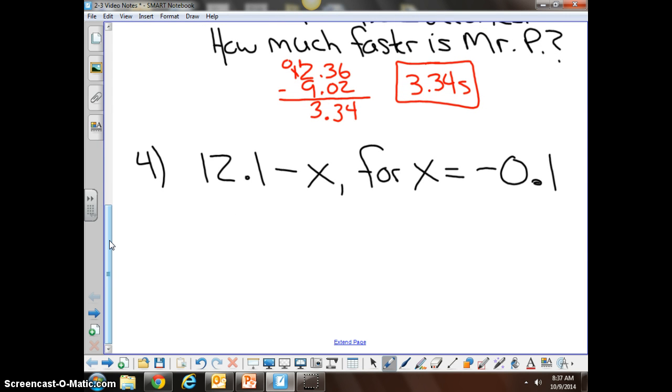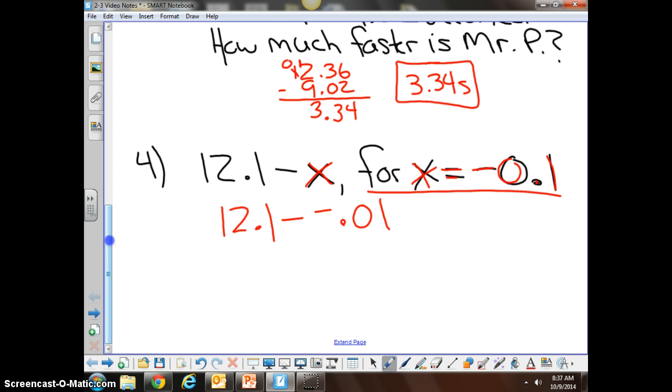Number 4, 12 and 1/10 minus x. We know that x is -1/10. So we're going to rewrite this problem as 12 and 1/10 minus whatever x is. In this case, x equals -0.01.